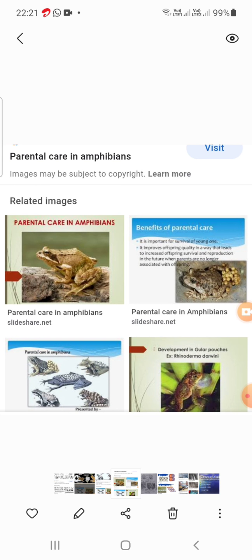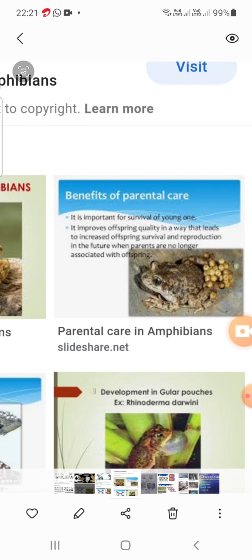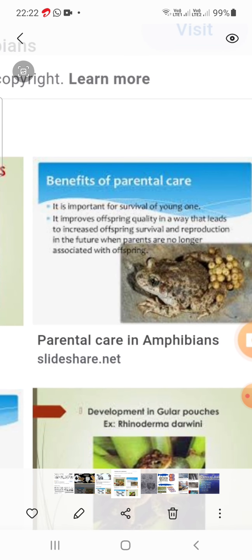For direct caring by the parents, you have to see, my dear students, I am showing one slide. I am expanding it for clear visibility. Once you see this clearly, it is direct caring by the parents.